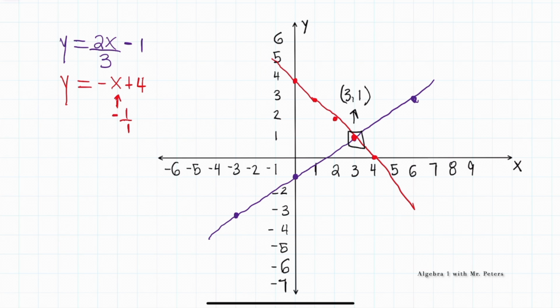We could use the substitution method. So if you look over here in purple, both of these equations are y is equal to. So if we look at the one in purple, y is equal to 2x over 3 minus 1. I could replace that with the y in the red equation, meaning I could set these two equations equal to each other to determine if this x and y are correct, if this is actually the solution.